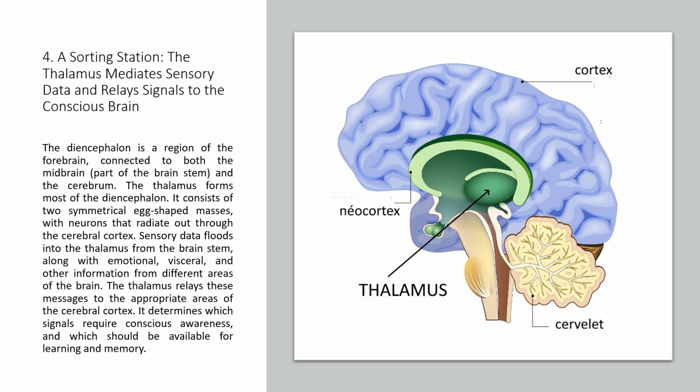Sensory data floods into the thalamus from the brain stem, along with emotional, visceral, and other information from different areas of the brain. The thalamus relays these messages to the appropriate areas of the cerebral cortex. It determines which signals require conscious awareness and which should be available for learning and memory.